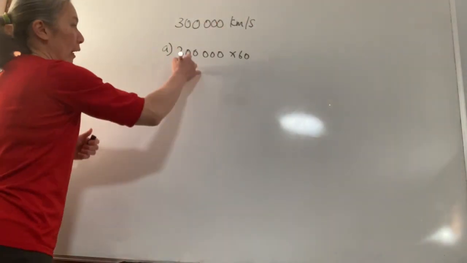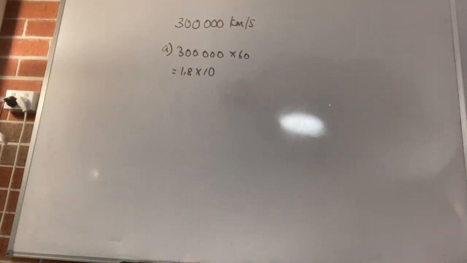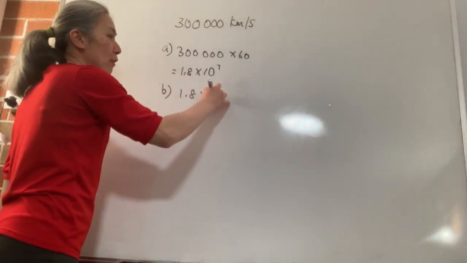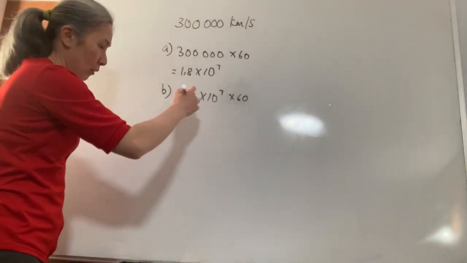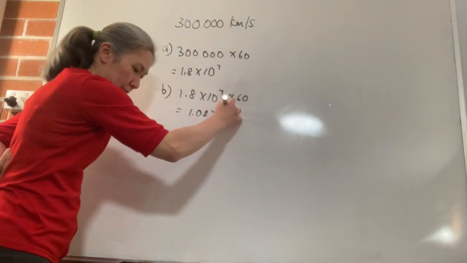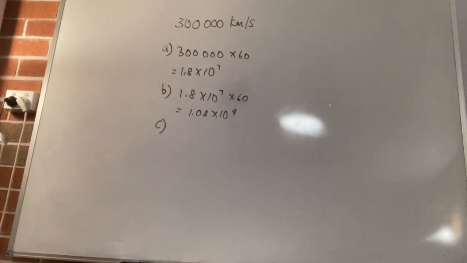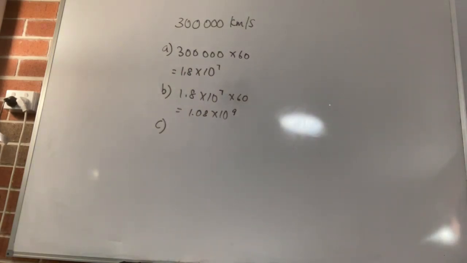So we have 1.8 times 10 to the power of 7. Okay. Question B, you're going to have 1.8 times 10 to the power of 7 times it by 60 again. Okay. Question C, in 1 day, how many hours in a day? 24. You times it by 24, and you're going to get a new number. And in 1 year, let's keep it as the 365 days in a year.